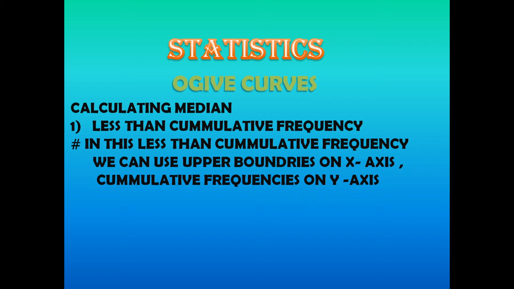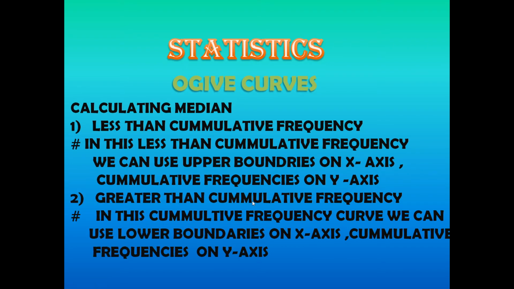The less than cumulative frequency curve uses upper boundaries on the x-axis and cumulative frequencies on the y-axis. For the less than cumulative frequency, if the given frequencies are there, we write them in ascending order, that means from small to big. We add the next one to the previous one, and we get the total cumulative frequencies. Already you learned this in the last class.